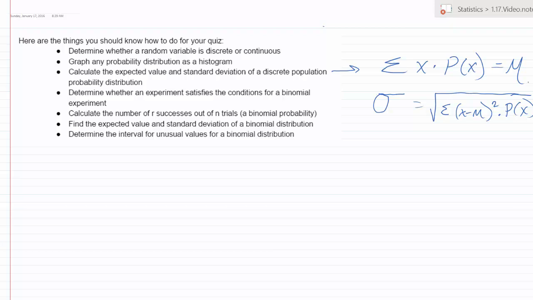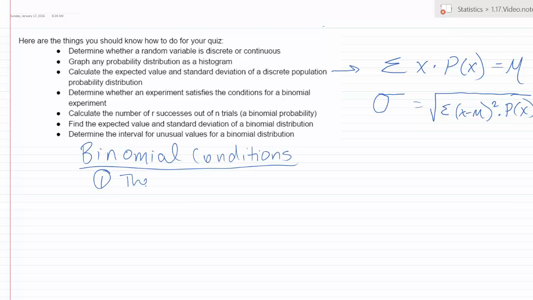So now we can move into binomial experiments and binomial probabilities. Remember, for these, the hard part is checking to see if an experiment meets those 5 conditions that we have. So you want to check all 5, and if one of them is not true for a given experiment, then you cannot call it a binomial experiment. So those conditions, the first one, there's a fixed number of trials.